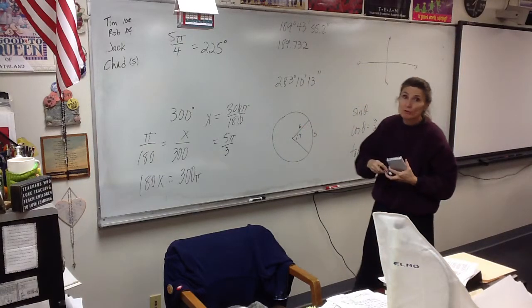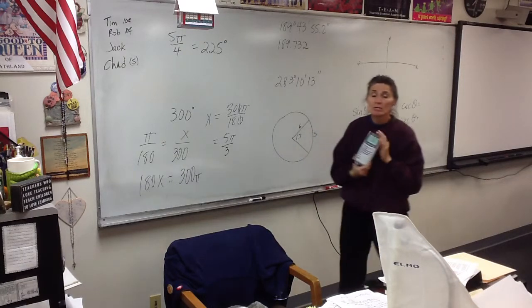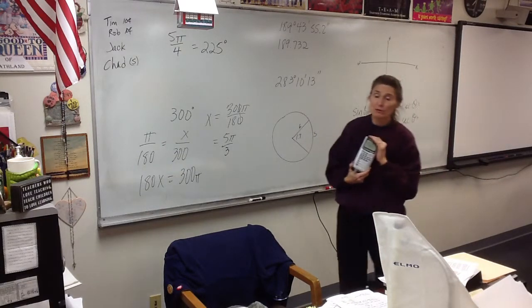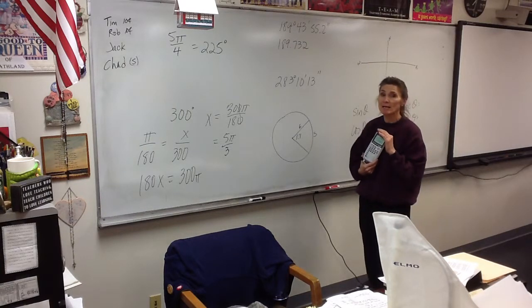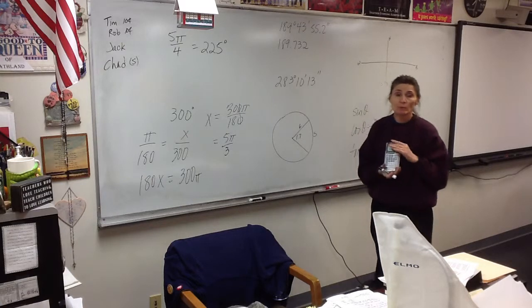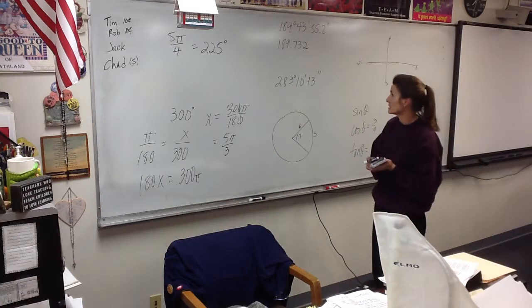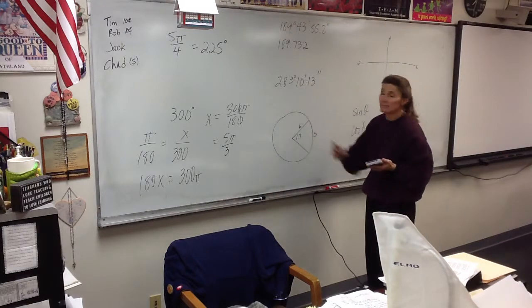So if that went too fast for you, just go back and replay that again. You need to go into your angle menu, second apps, click down to DMS, degrees, minutes, seconds. That's what you were trying to get. So the calculator will give you the degrees, minutes, seconds. Now we're going backwards. We have the degrees, minutes, seconds.